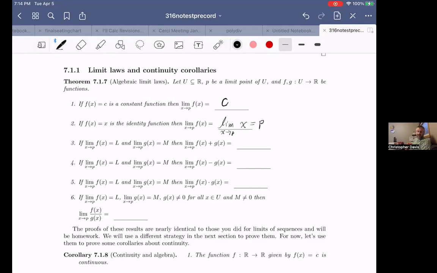If f of x gets close to L and g of x gets close to m, then f of x plus g of x gets close to L plus m. Same thing with subtraction. Same thing with multiplication.